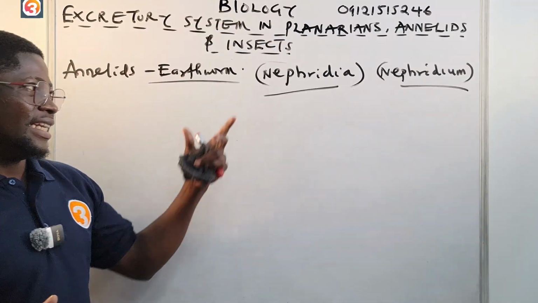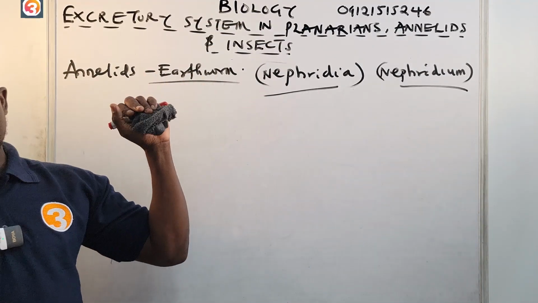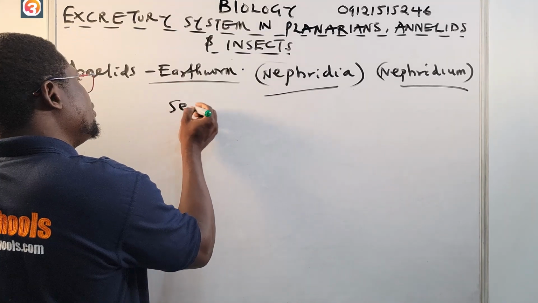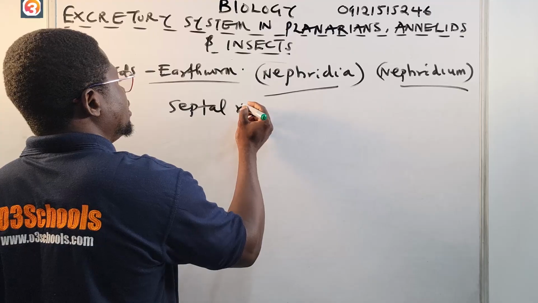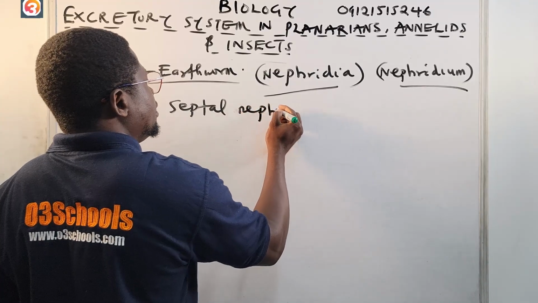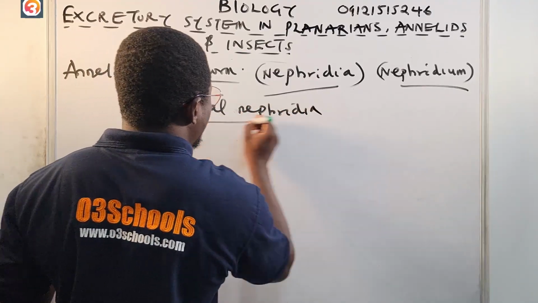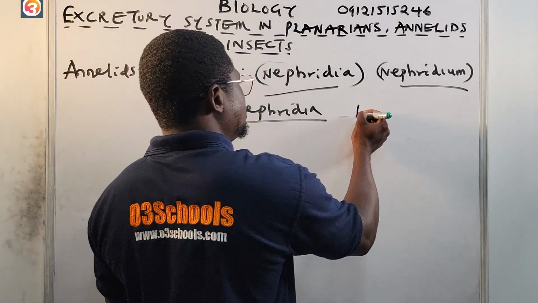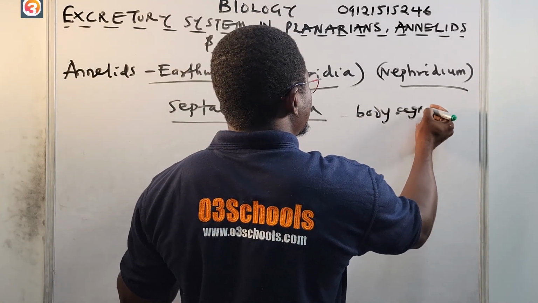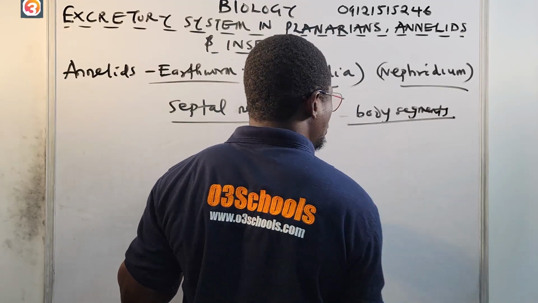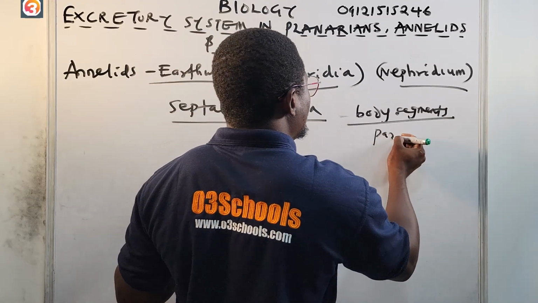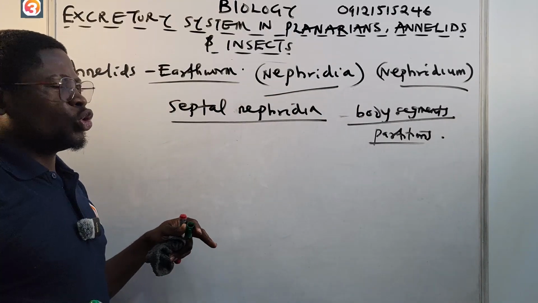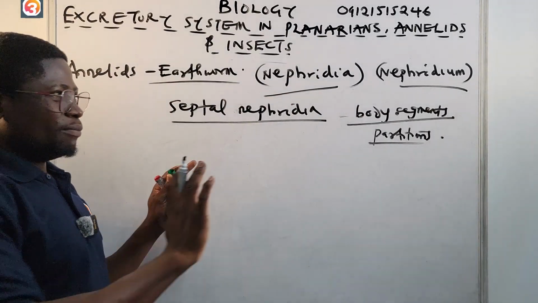There are about 3 types of nephridia. Number 1, we have the one we call the septal nephridia. This septal nephridia is found in between the body segments, or partitions, and it helps them to remove waste.